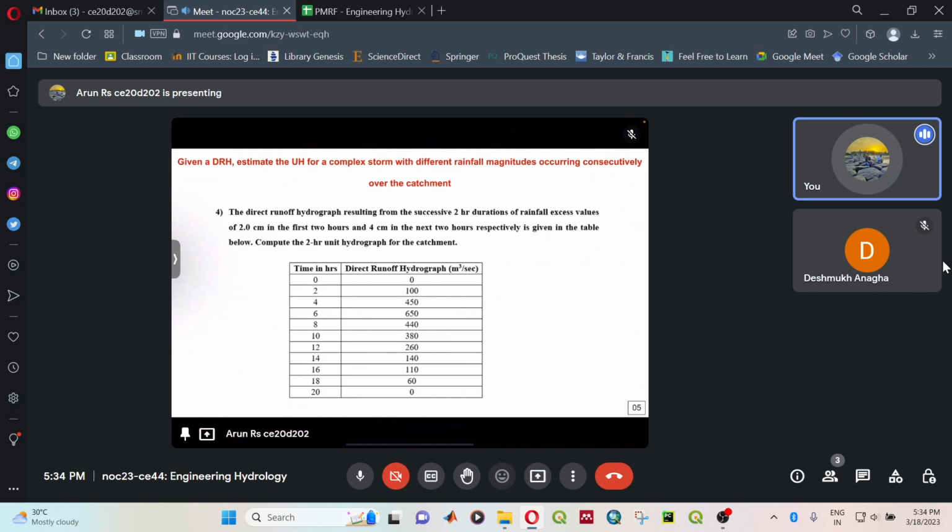So here we are not given the unit hydrograph, but rather we are given the direct runoff hydrograph. So we cannot use the principle of superposition or the principle of proportionality to find out the 2-hour unit hydrograph. Rather we will be using the convolution equation in this particular question.